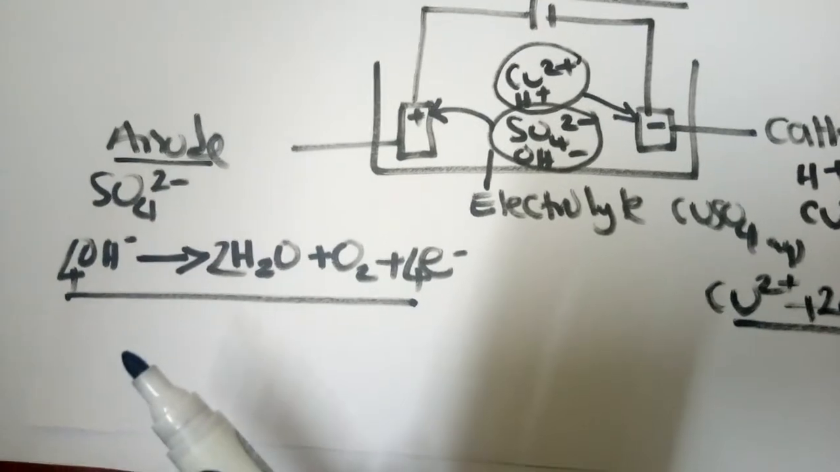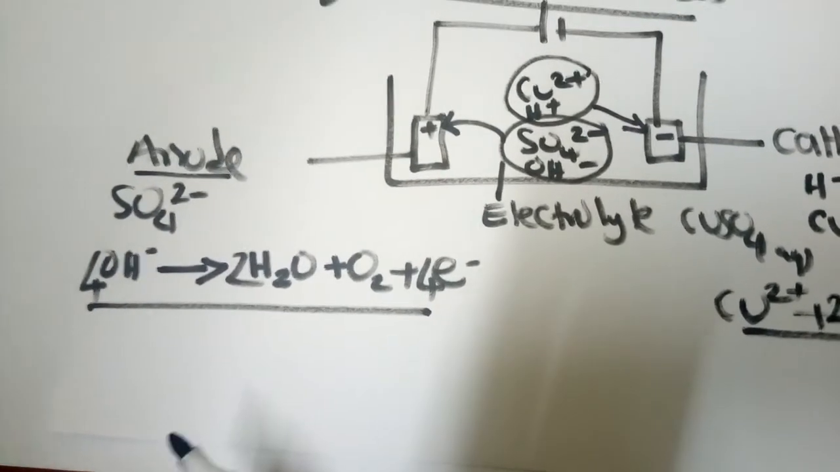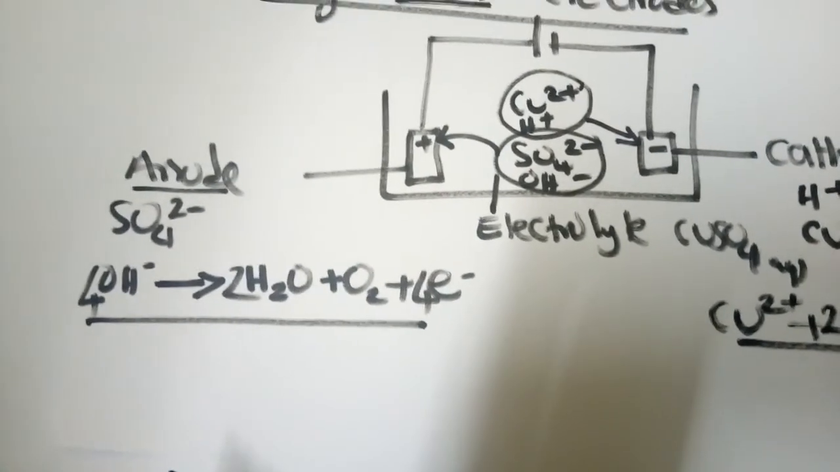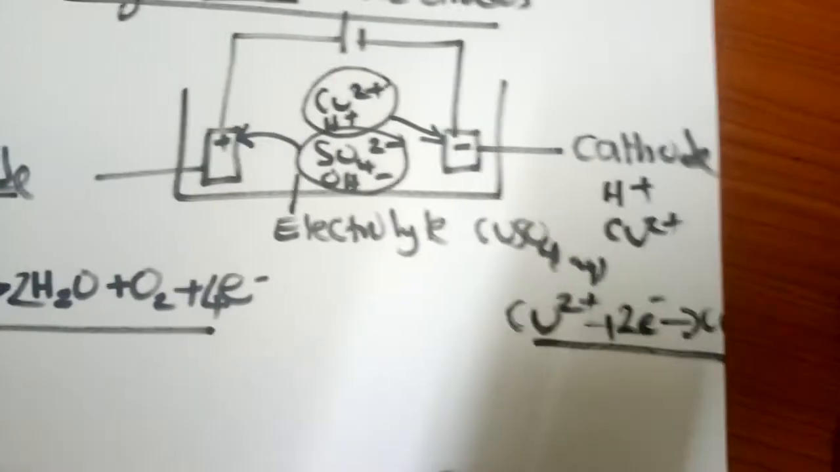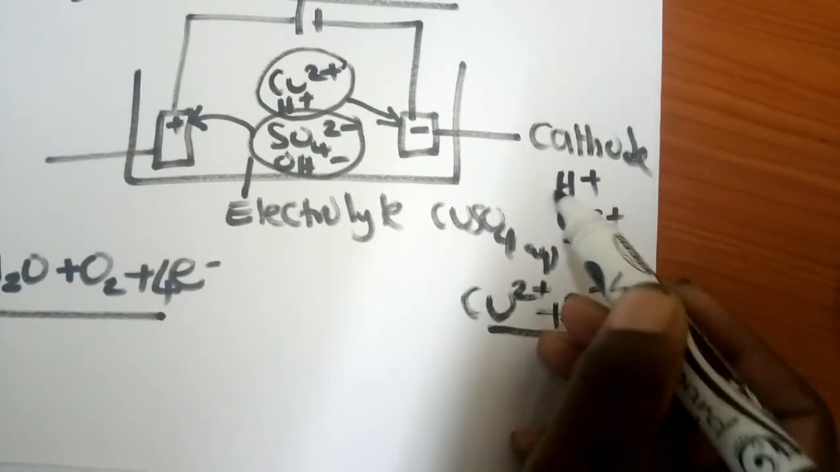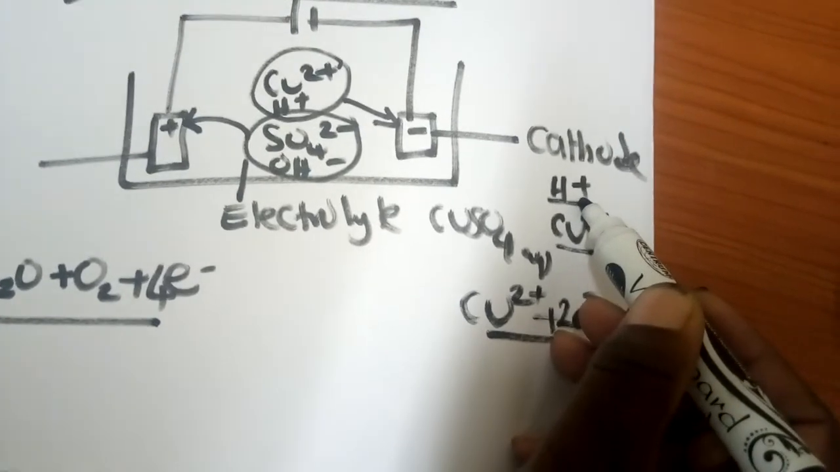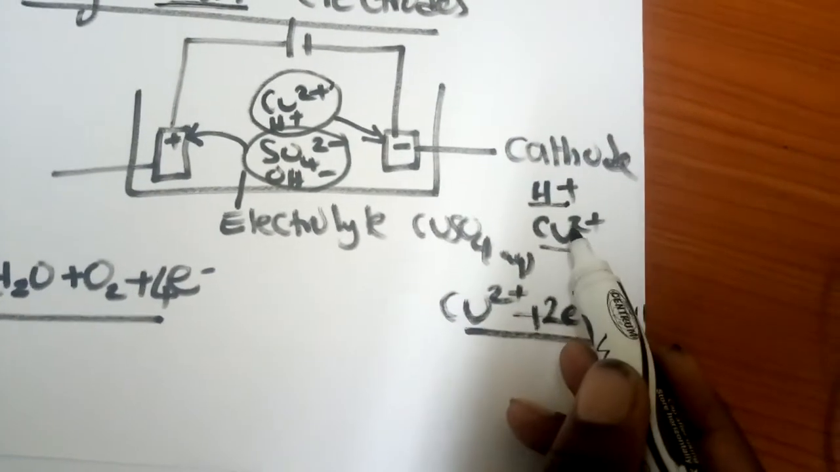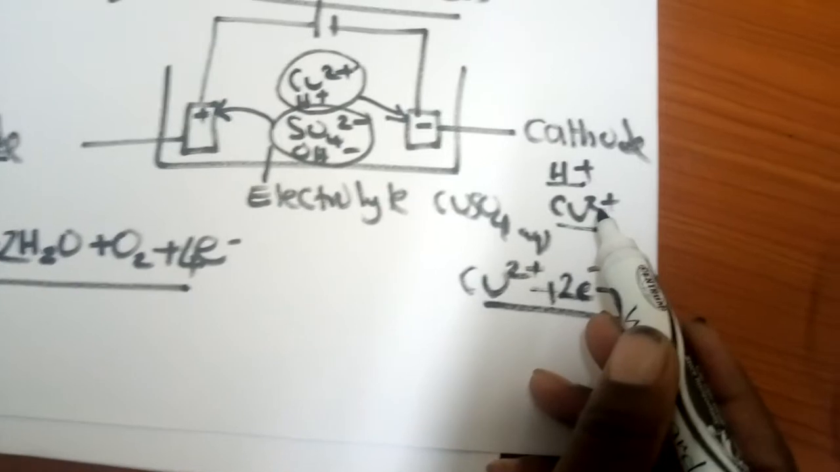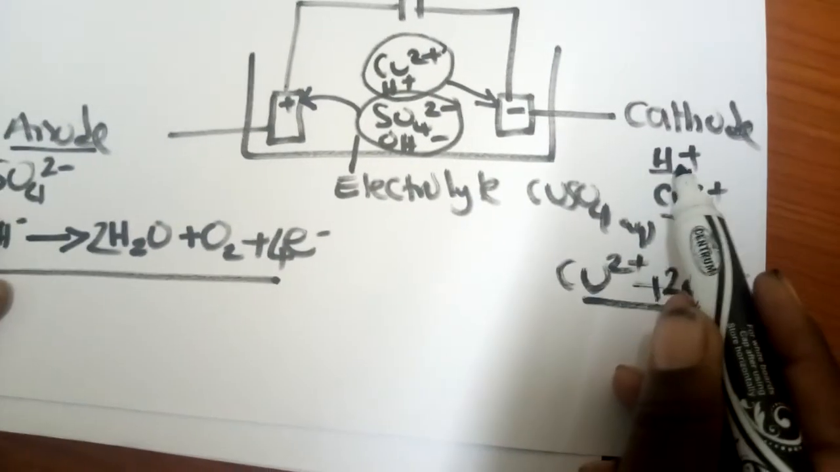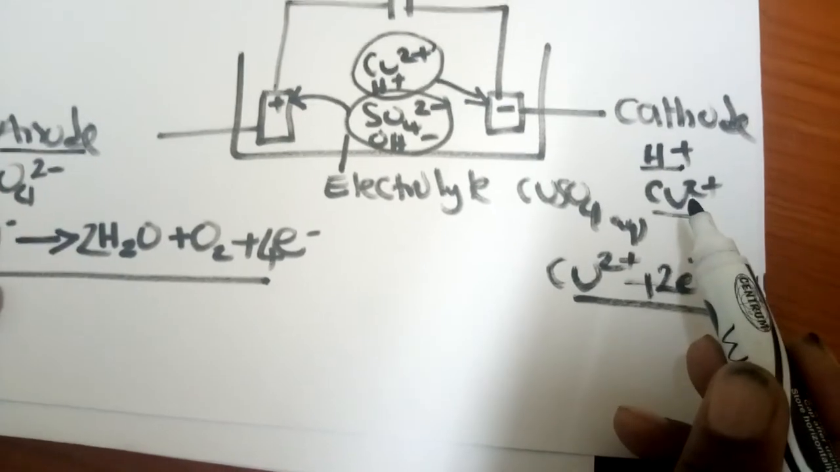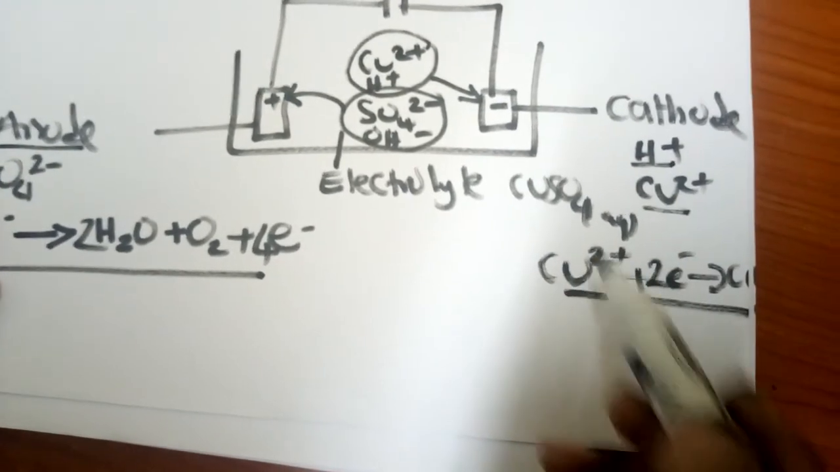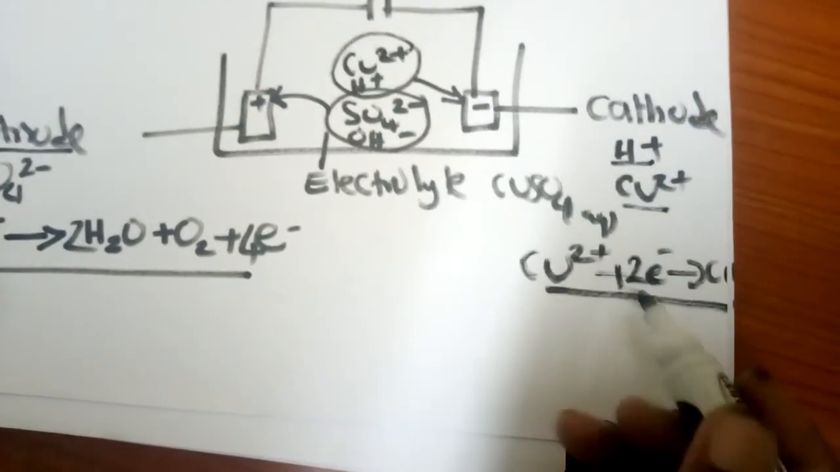Question part 3 says explain why copper, not hydrogen, is discharged at the cathode. Why copper and not hydrogen is discharged? The reason is that copper 2 ion is lower than hydrogen in the electrochemical series. So the one which is preferentially discharged is the one which is lower than the other. The one which is higher is not easily discharged.